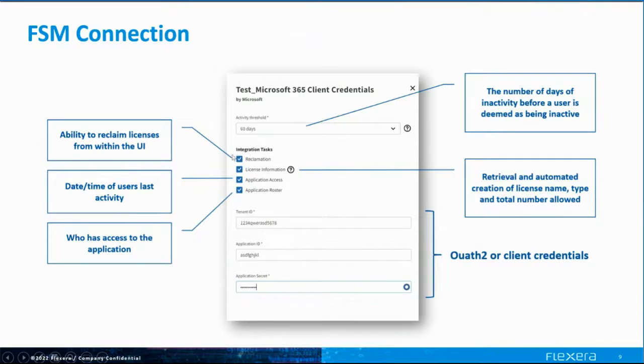You will be able to check if you want to manage reclamation, which is the ability to send back to a Microsoft portal the stop of a subscription. You will also say if you want to catch license information that eventually will allow you to automatically create a license with the number allowed. And as well, the application access, which is the usage in the end, and the application roster, which is who accessed what application, who has an active subscription.